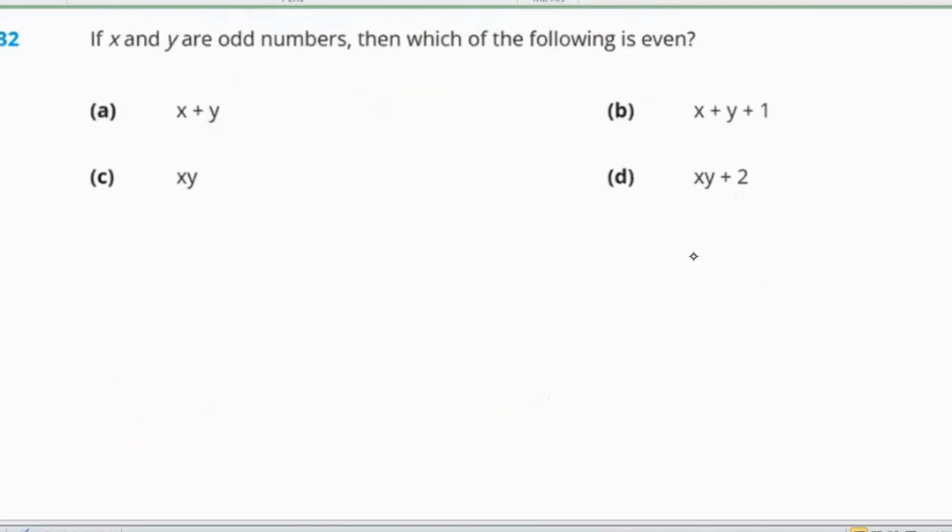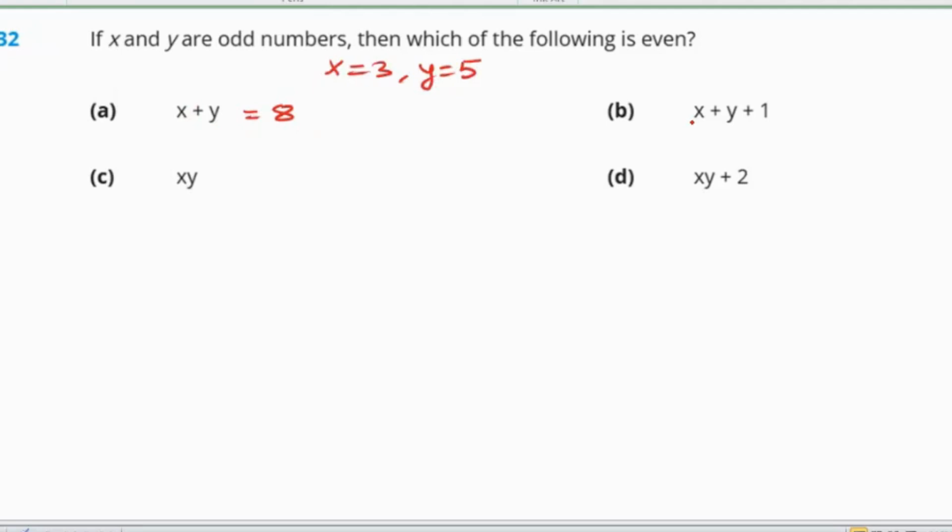Okay. Now the next question, which is question number 31, that is saying that if x and y are odd numbers, then which of the following is even? X and y both are odd numbers. Let's take any random value for x and y. If I take x as 3 and y as 5, so what I'm getting? 3 plus 5 is 8. Okay, that is an even number, that is 2.